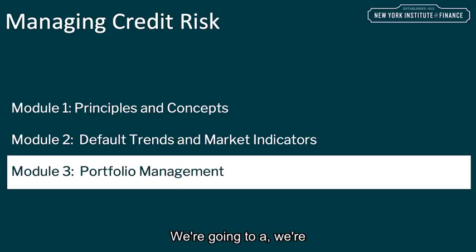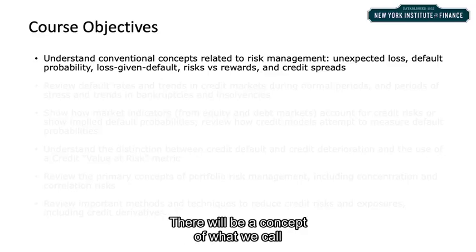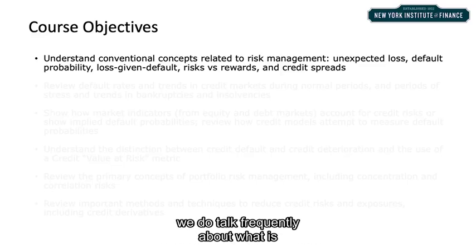We're going to try to understand some of the conventional concepts of risk management. There will be the concept of what we call expected loss and unexpected loss. When we talk about credit risks, we frequently talk about the probability of non-performance. What's the probability that the company cannot pay that interest on time? What's the probability that you cannot meet a principal payment on time?